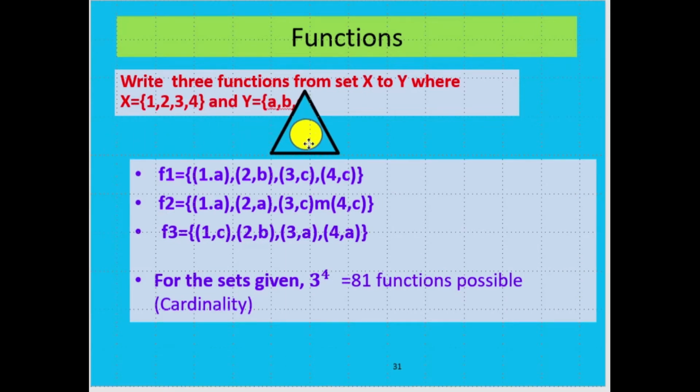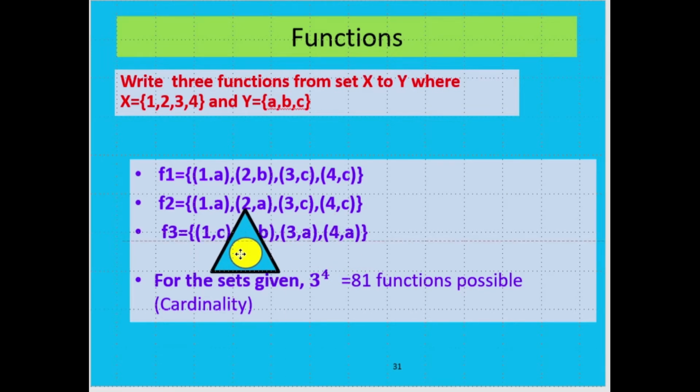Write 3 functions from set X to Y, where X equals {1, 2, 3, 4} and Y equals {a, b, c}. 81 functions are possible as per cardinality. However, 3 are given. f1 equals {(1,a), (2,b), (3,c), (4,c)}. Then f2 equals {(1,a), (2,a), (3,c), (4,c)}. 1 and 2 have the same image, 3 and 4 have the same image. f3 equals {(1,c), (2,b), (3,a), (4,a)}. You can write your own functions.